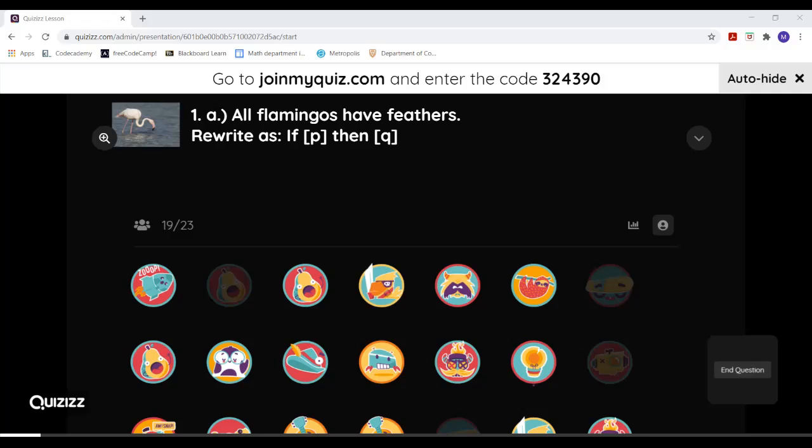And so if all flamingos have feathers, and we talked about this, if P then Q, if I'm drawing a Venn diagram, what does that look like? We talked about it being like P is a subset of Q, something like that. So if all flamingos have feathers, what does that mean? Does if-then mean if they are a flamingo, they have feathers, or is that saying if they have feathers, it's a flamingo?